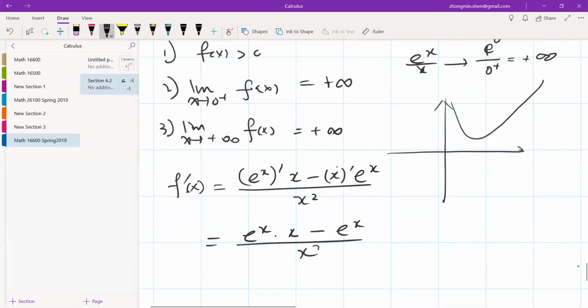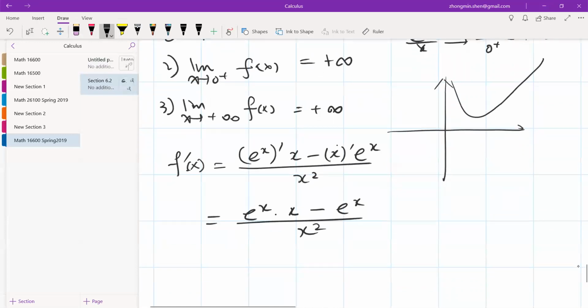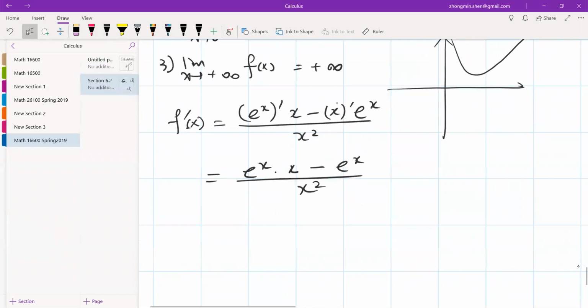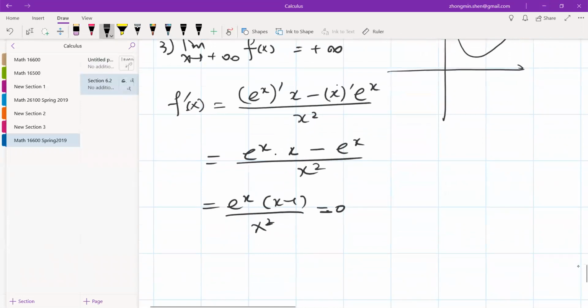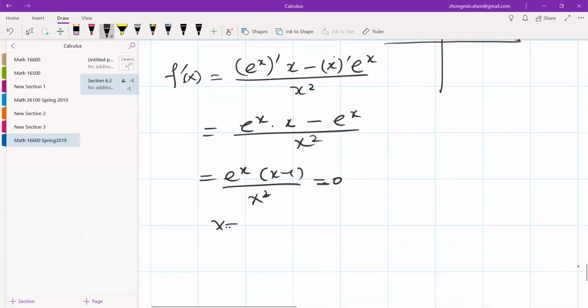Okay. So you can take e to the x out. If you set this to be 0, then what happens? x must be equal to 1. So this is the only critical number you're going to get, right?